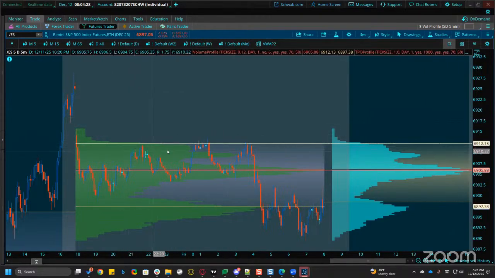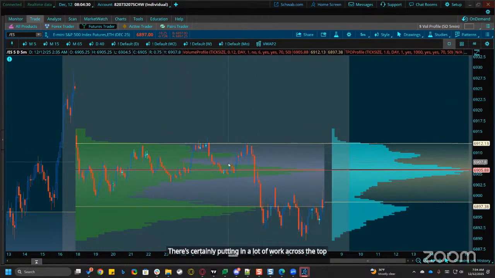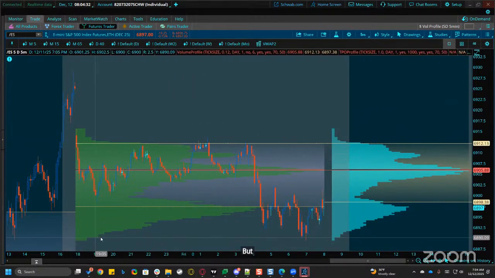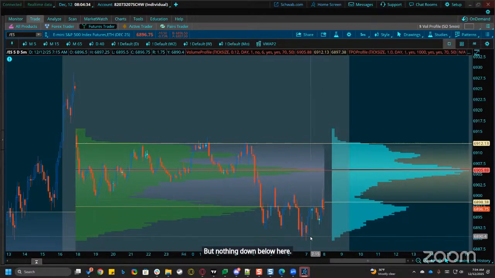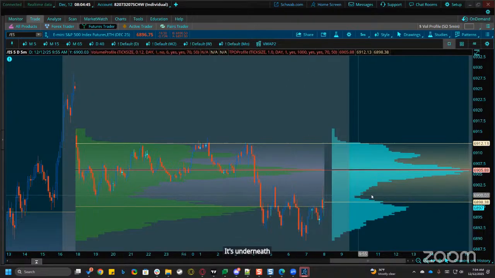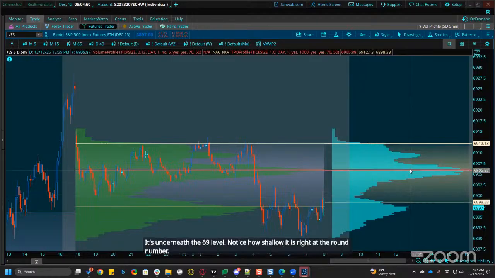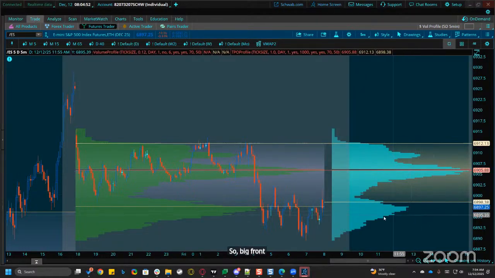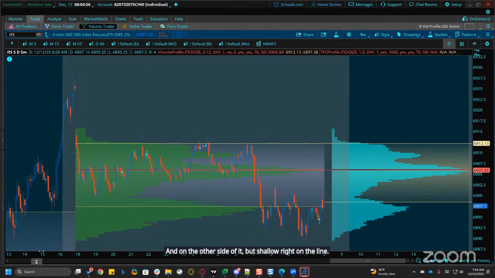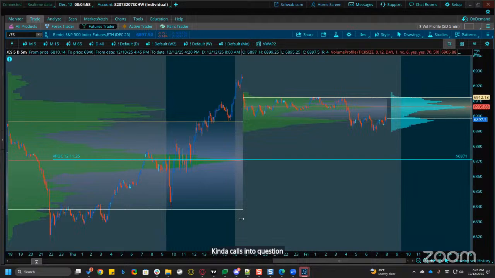They're certainly putting in a lot of work across the top of the Globex, but nothing down below here. We didn't hit anything down here. They've been putting the work in around this 95 area, 68.95. It's underneath the 69 level. Notice how shallow it is right at the round number. So big front run in front of it and on the other side of it, but shallow right on the line. Kind of calls into question the idea of trading on the round number.